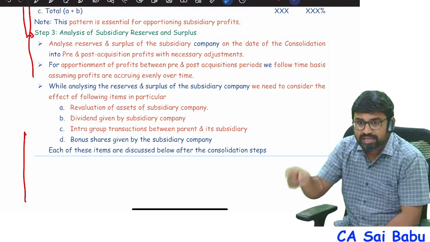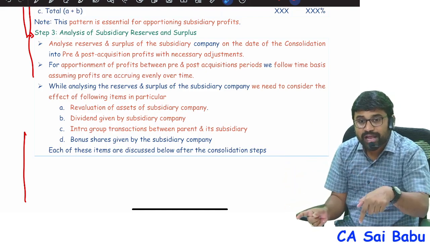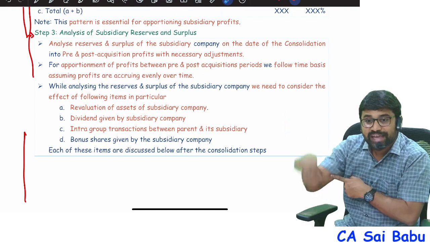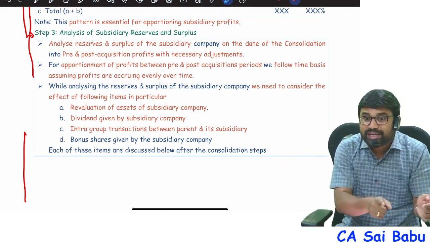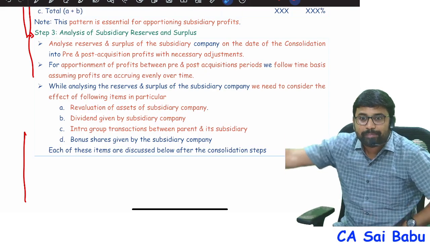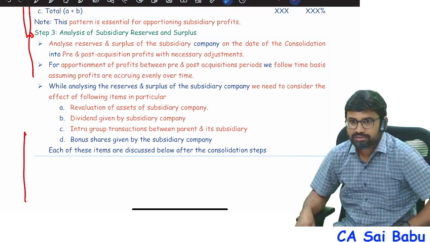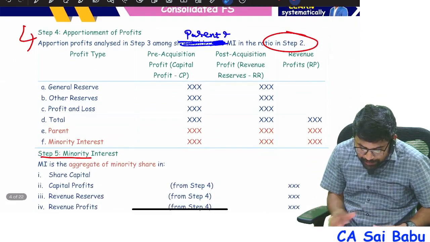Next, what is the third adjustment? Intra-group transactions, upstream and downstream. Upstream: parent sold goods to subsidiary. Unrealized profit will be reduced from the parent company in step number 8. Subsidiary sold goods to parent: unrealized profit will be apportioned between parent and minority interest, in step number 5 for minority interest and in step number 8 for parent company consolidated reserves. You understood?